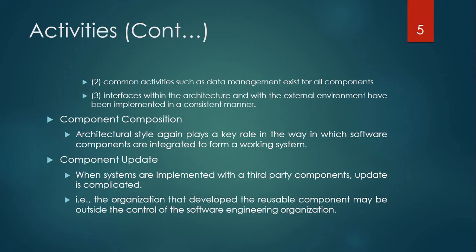Next is component composition. In it, architectural style again plays a key role in which software components are integrated to form a working system. Next one is component update. When systems are implemented with a third party component, update is complicated because some module will have 90 to 95% of the exact task we require, but some 5% of the task will not be there. So component updation is very complicated. For example, the organization that developed the reusable component may be outside the control of the software engineering organization.